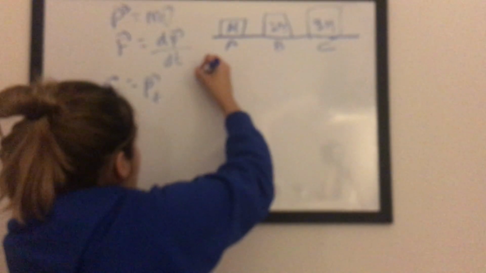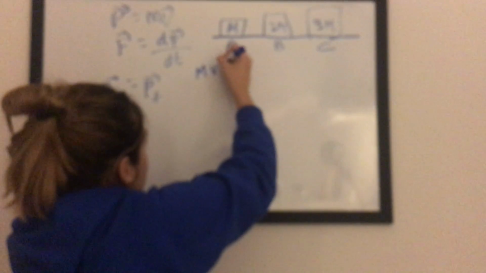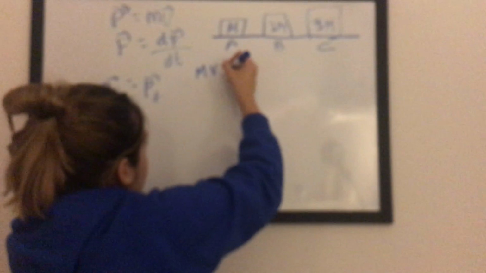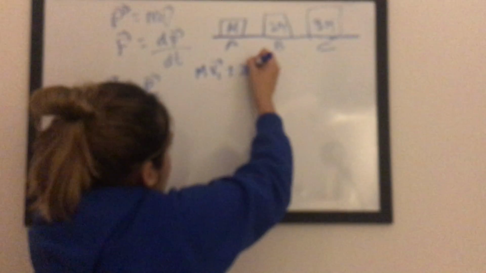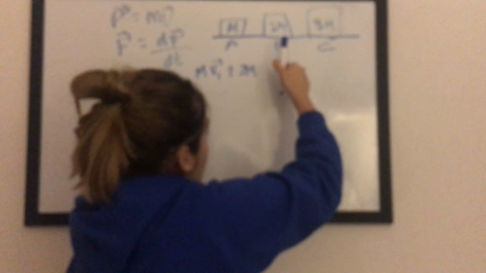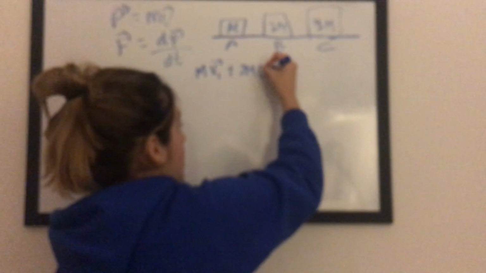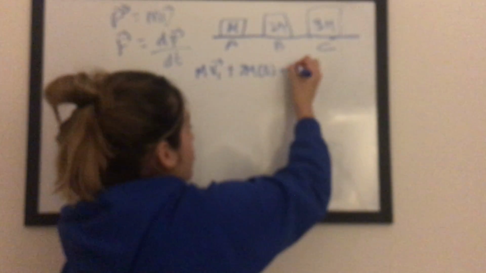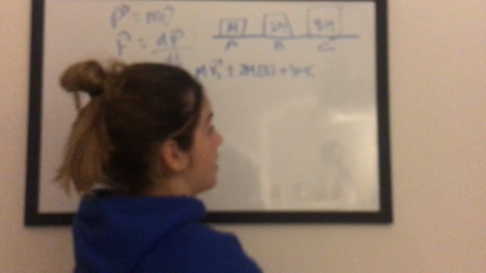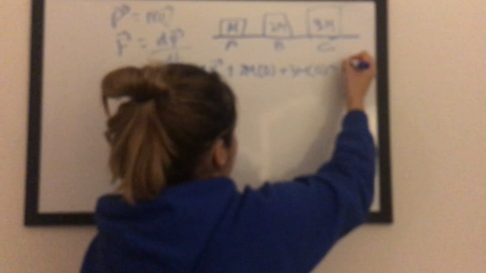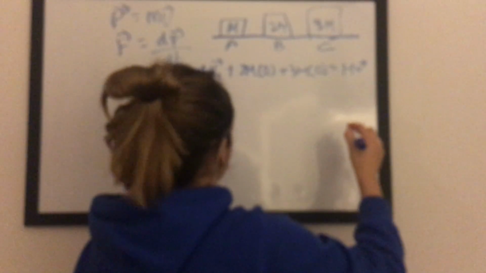So we've got m times the initial velocity, I'm going to say v1, plus 2m times, we know that Block B is at rest, so the velocity is going to be 0, plus 3m, same thing as Block B. Block C is at rest, so velocity is 0, is equal to the total mass times the velocity.